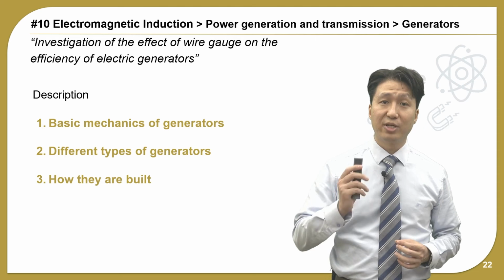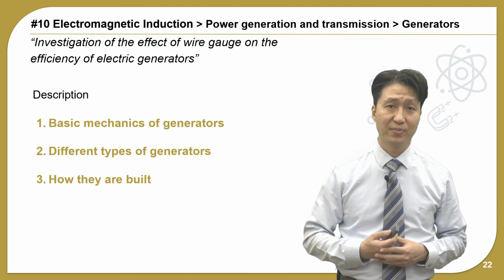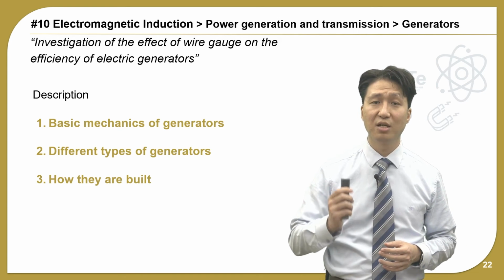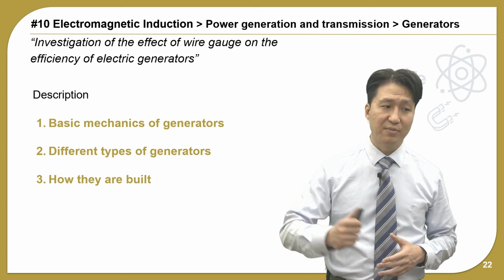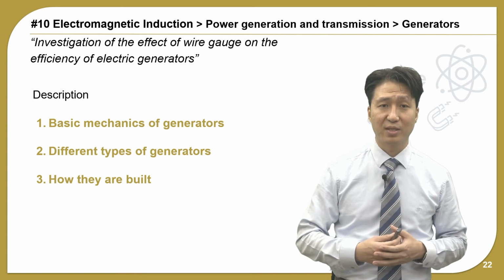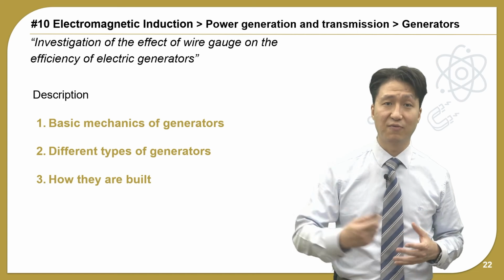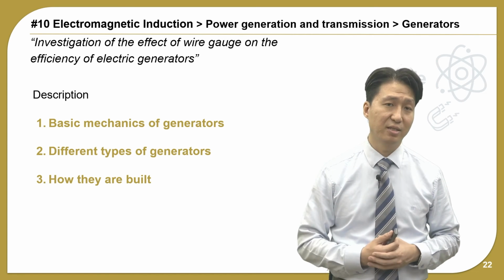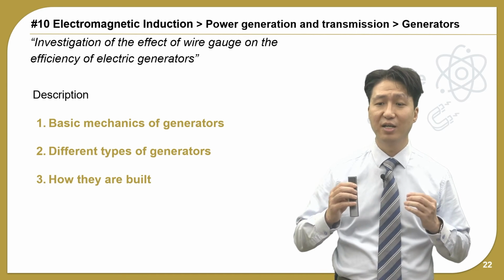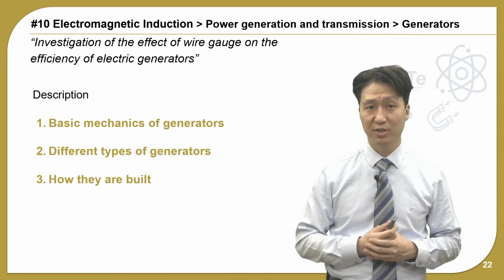The last research question we'll be talking about today is related to electromagnetic induction, and in generators in particular. So it reads, the investigation of the effect of wire gauge on the efficiency of electric generators. Now, you may have studied this before, and you know that the resistance of the wires may play a part in the efficiency, but it's not the only part it plays. There's a lot of different factors involving the efficiency of generators, and you have to very carefully consider and research them so that you don't make a mistake when you do the experiment.